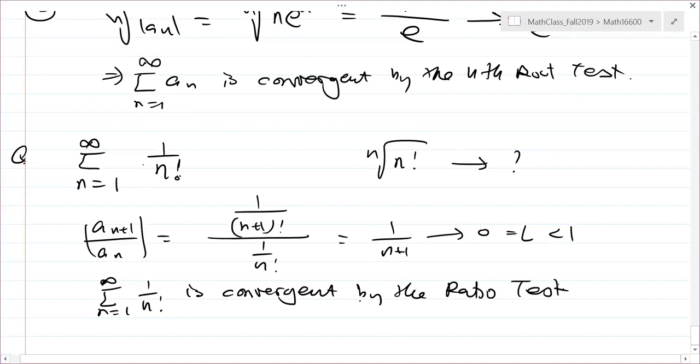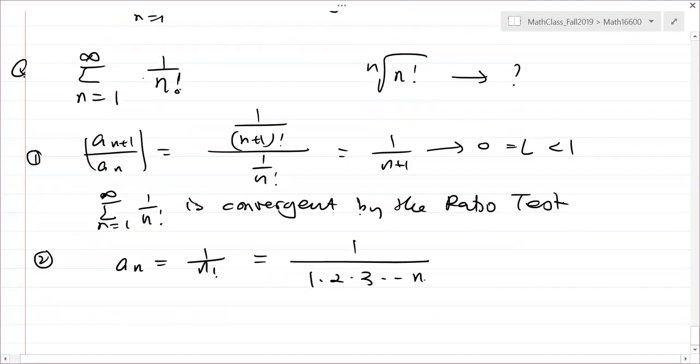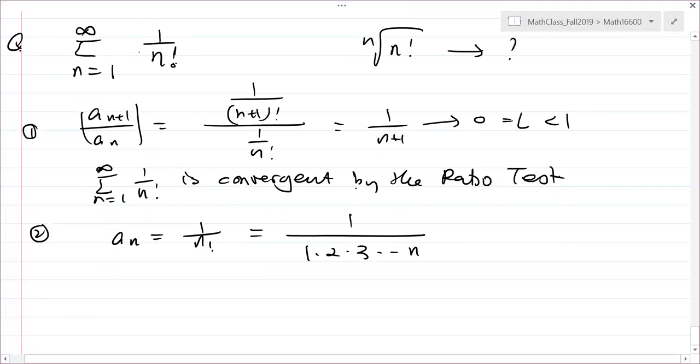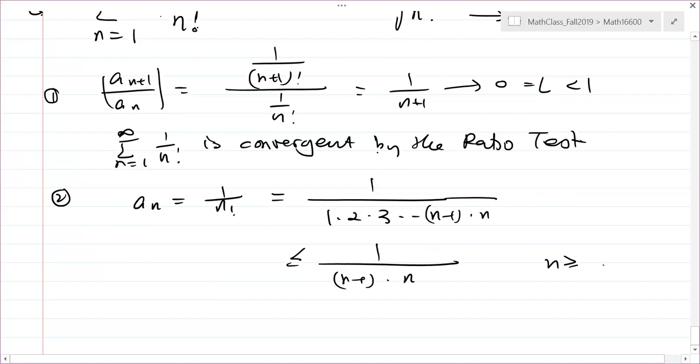Can you prove that using other tests? Yes, of course. That's not a unique method, but other methods maybe require more knowledge in mathematics. As I said, n factorial is going to be 1 times 2 times 3 all the way to n. So clearly I can prove it with a p-series test, or comparison. I can just consider only the last two terms, then you know this series is convergent. Here n should be greater than or equal to 2, otherwise it does not make sense.